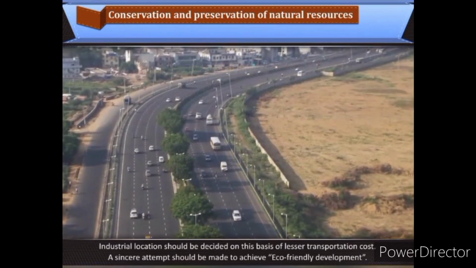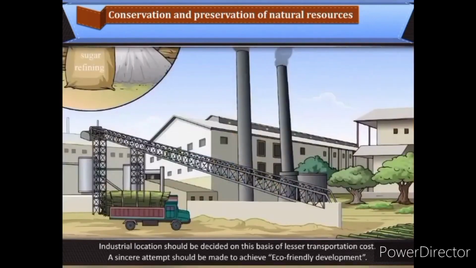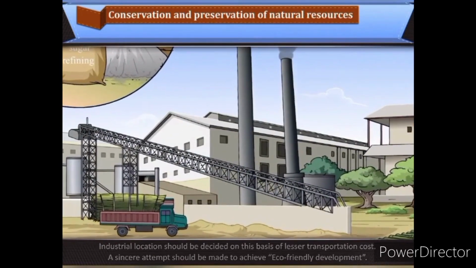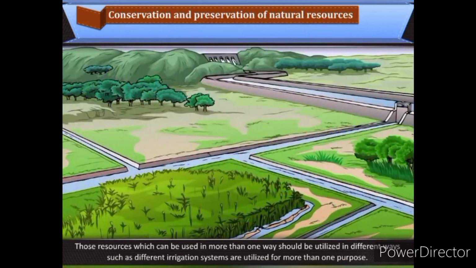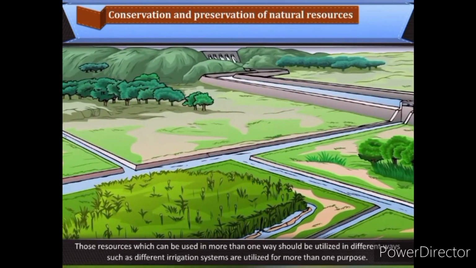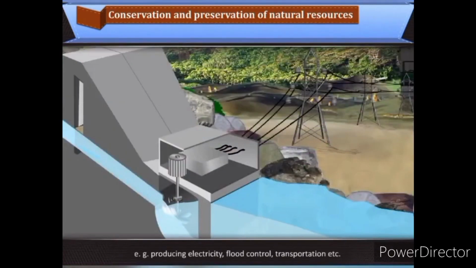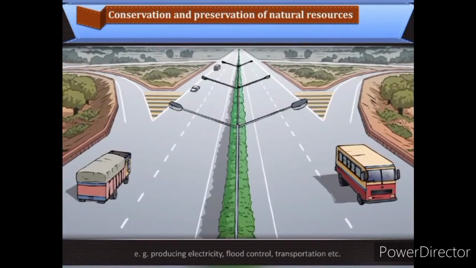Industrial location should be decided on the basis of lesser transportation cost. A sincere attempt should be made to achieve eco-friendly development. Those resources which can be used in more than one way should be utilized in different ways, such as different irrigation systems are utilized for more than one purpose. Example, producing electricity, flood control, transportation, etc.